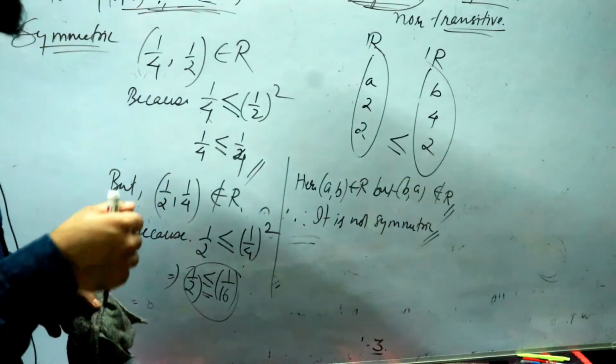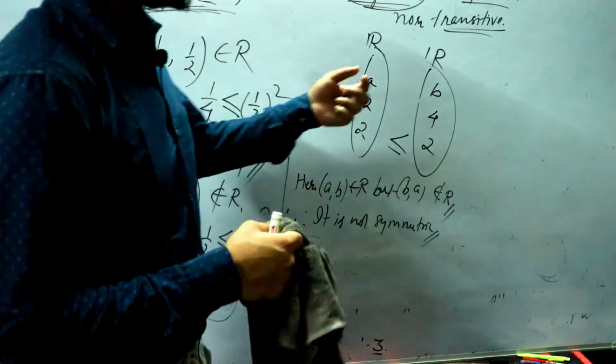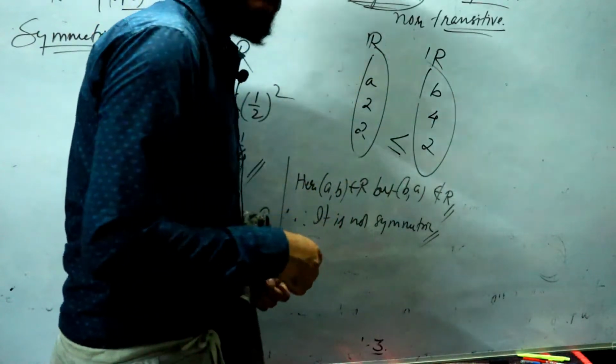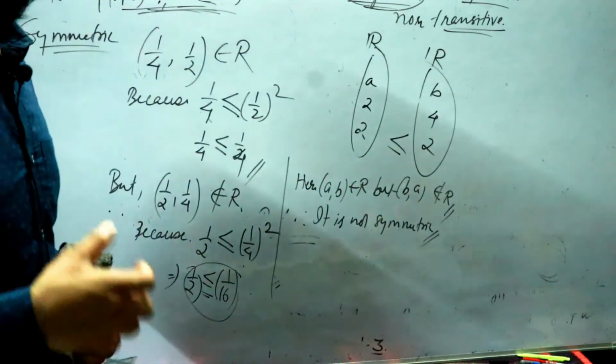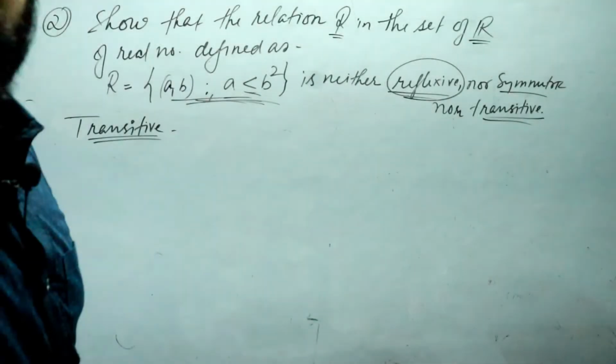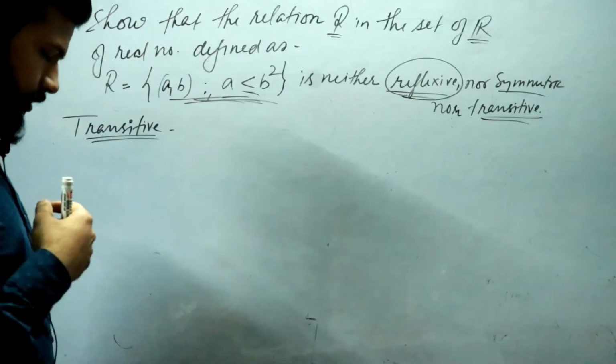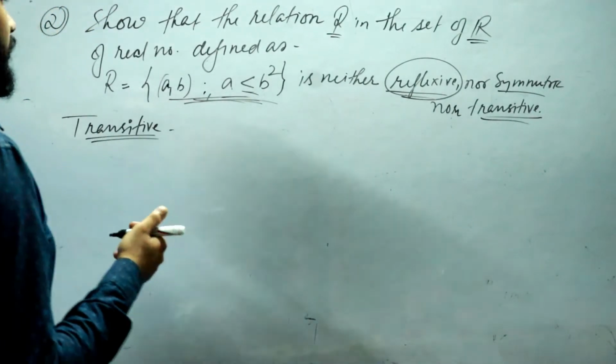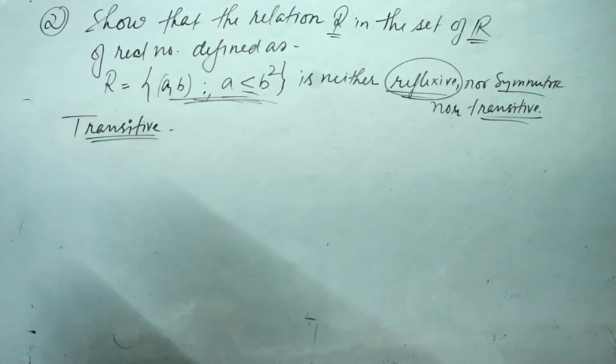Very interesting. Now let us go to the proof on transitive. Definitely this won't be transitive, because why? Because it is neither reflexive nor symmetric. So how can it be transitive? So let us prove it also through our examples. Now let us prove this transitive part here. It's going to be interesting now.